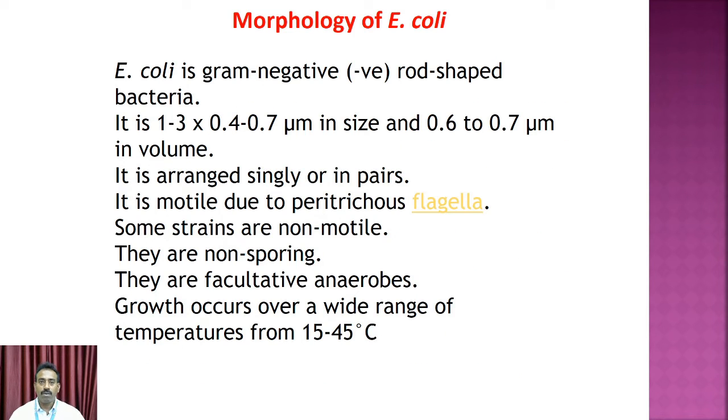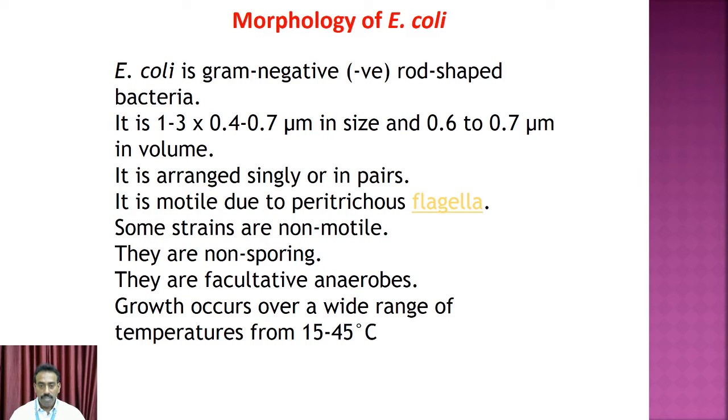So morphology of E. coli. E. coli is a gram-negative rod-shaped organism. It is 1 to 3 micrometers by 0.4 to 0.7 micrometers in size. It is arranged singly or in pairs. It is motile due to peritrichous flagella. Some strains are non-motile. So they are non-sporing, non-capsulated.